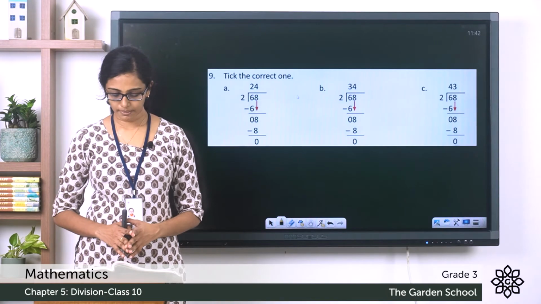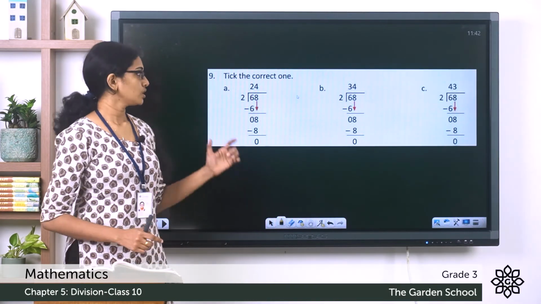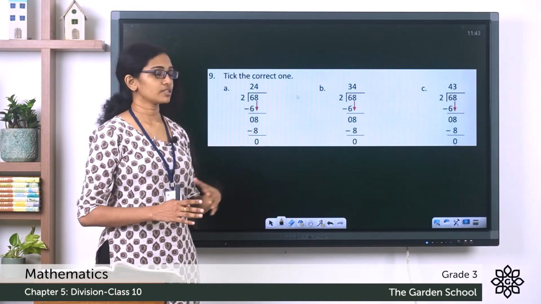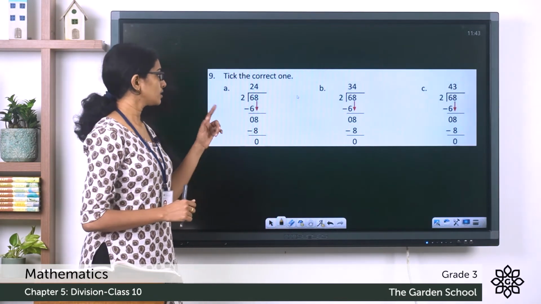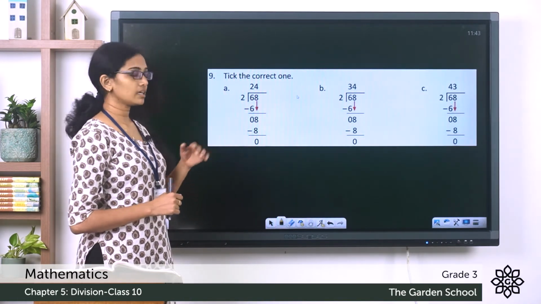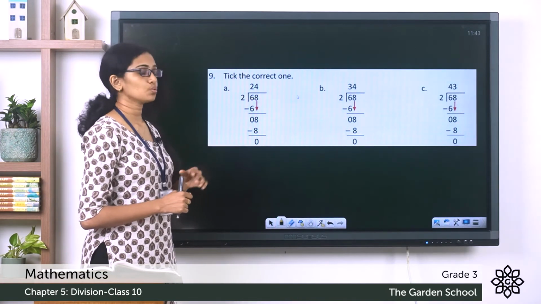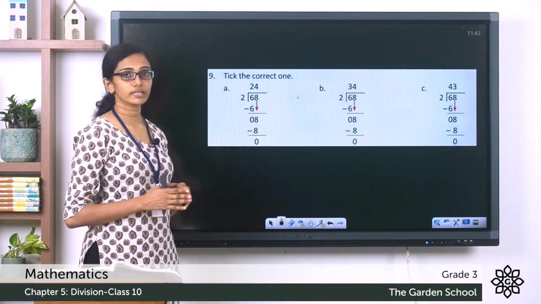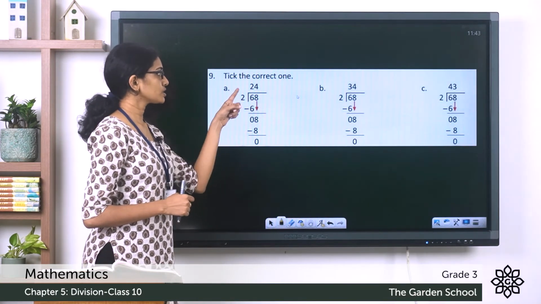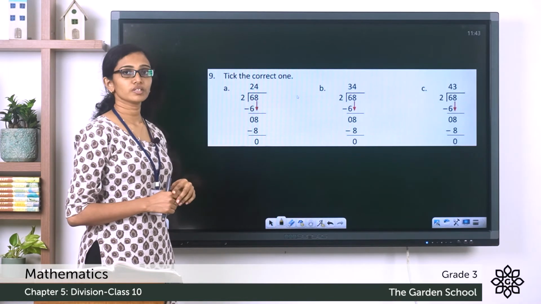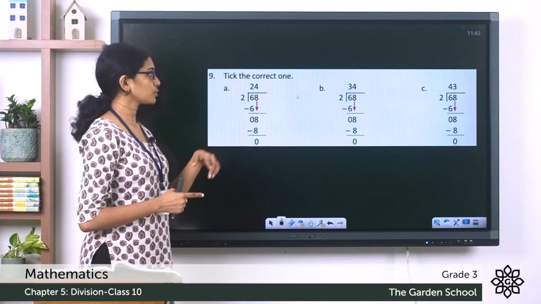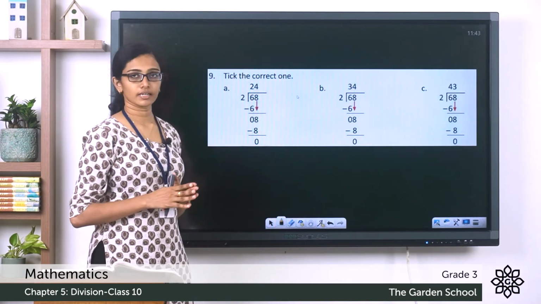Now, question number 9. Tick the correct one. You are shown 3 divisions here. You have to tick which is the correct division that is shown here. Let's see the first choice. Choice A. Here 68 is divided by 2. Let's see the division. 6 divided by 2. What is 6 divided by 2? How many 2s will go in 6? We know 2 threes are 6. But here in the quotient it is given 2. The first digit is shown as 2 in the quotient. Is that correct? No, it is not correct. Here it had to be 3. So that division is not done correctly.